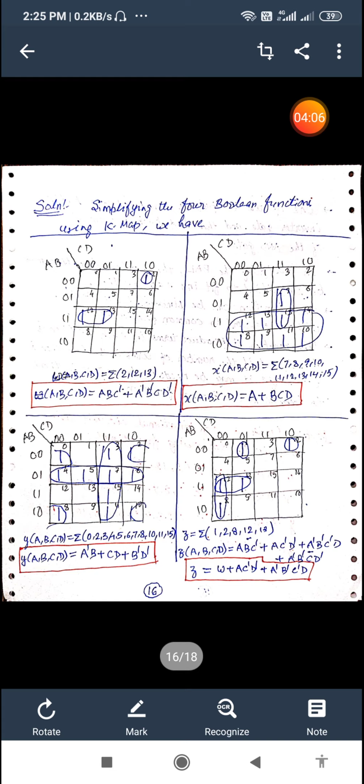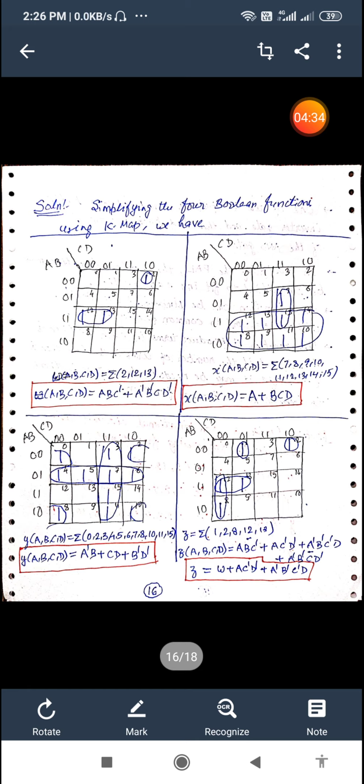Then, simplifying the 4 Boolean functions using K-map. This is the method by which we simplify, and by simplifying we will get the values for W, X, Y and then Z. In W we have 2, 12, 13. In Z we have 2, 12, 13 and 1, 8 also. So we can say that in Z, W is included.